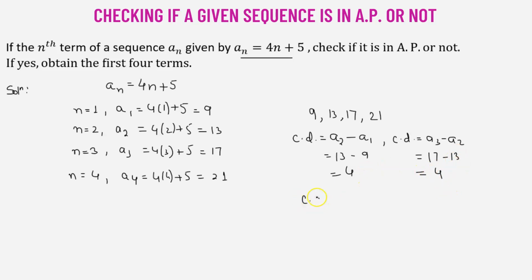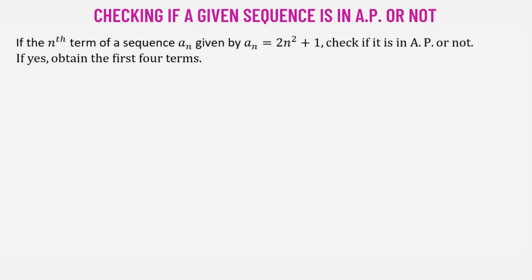And finally, we will find the last common difference. We'll subtract the third term, which is 17, from the fourth term. So 21 minus 17 is also giving us the value 4. We observe that all of the 3 common differences are the same. So we can say that this particular sequence is an AP, and the first 4 terms are in AP. So it's evident that the other terms are also going to be in AP. Let's move on to the next problem.